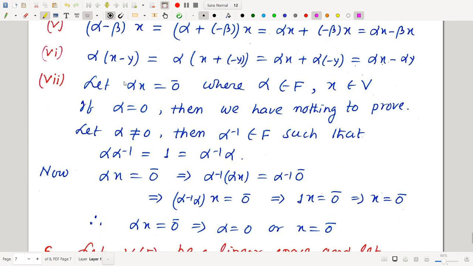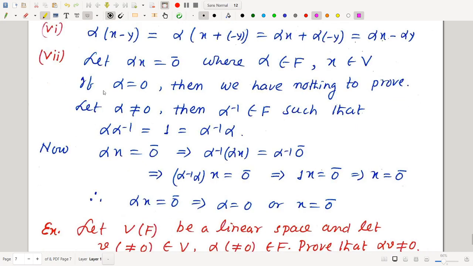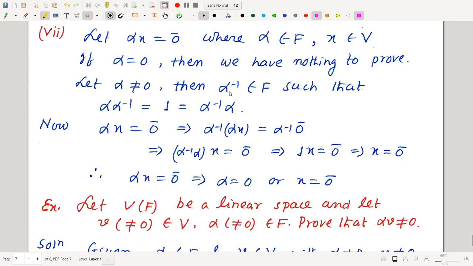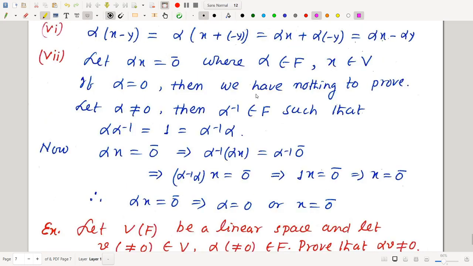So got it. Number 7: let alpha x be 0 bar. Now we have to prove that either alpha is 0 or x is 0 bar, where alpha is in the field F and x is in the vector space B. If alpha is 0, then we have nothing to prove. Our aim is to prove either alpha is 0 or x is 0 bar. So if alpha is 0, we stop. If alpha is not 0, then alpha inverse belongs to F. This is from the definition of field.